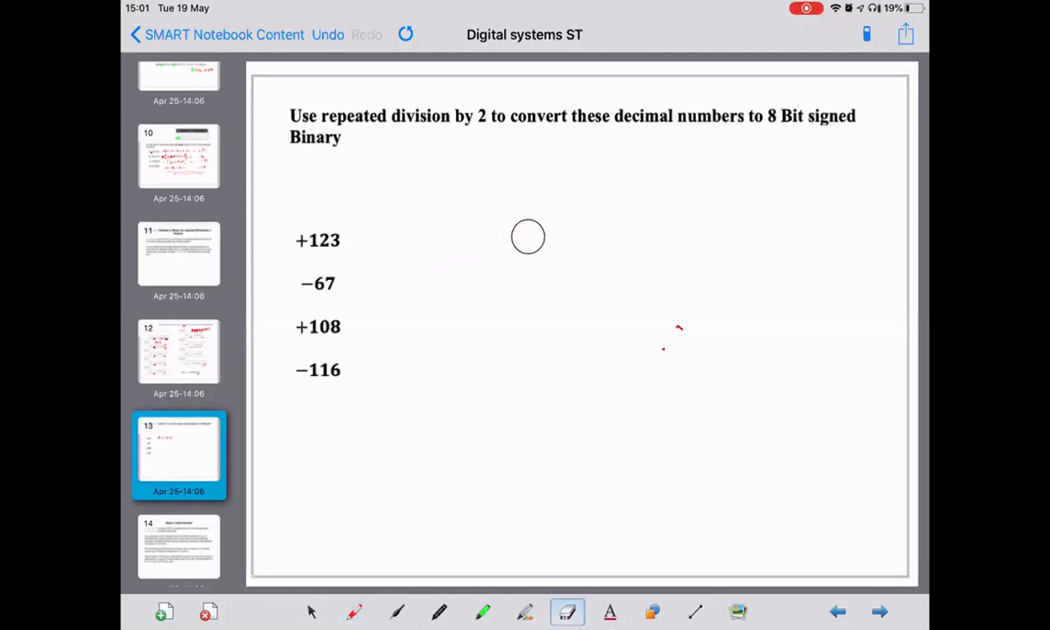So let's go through what you've done. You must have started from 123. When you do 123 over 2, you get 61, and you got a remainder. So your least significant bit is 1. Should I not put that bit at the start to say it was a plus or minus then? You've got to do 7 bits and then put your 1 on the front, because if you only have 8 bits, one of them is the sign bit.